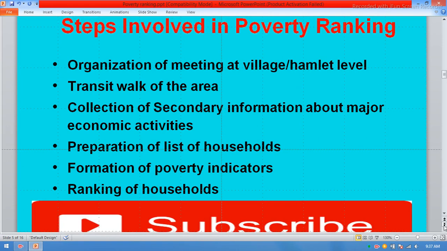Steps involved in poverty ranking are organization of meeting at village or hamlet level, transit walk of the area. Transit walk is a participatory rural appraisal tool through which people can understand the household and geographical location, the wealthy people in a village or in a hamlet. Collection of secondary information about major economic activities. Preparation of a list of household. Formation of poverty indicators. Ranking of household.